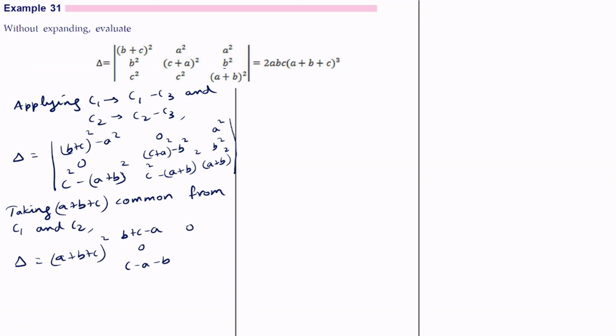Similarly, in the second column, here we have c plus a plus b, it is outside, into c plus a minus b. So here we have c plus a minus b. And here again we have c minus a minus b. And here a square, b square, a plus b the whole square.